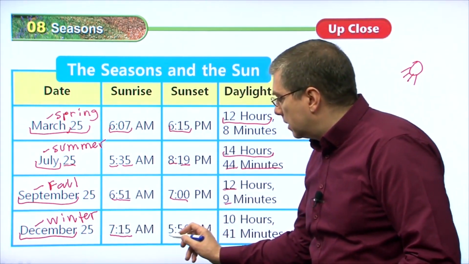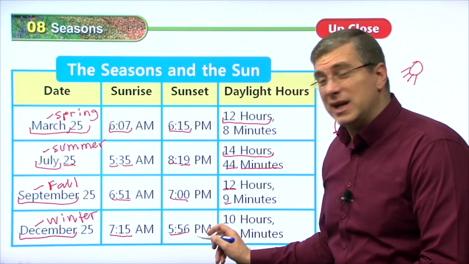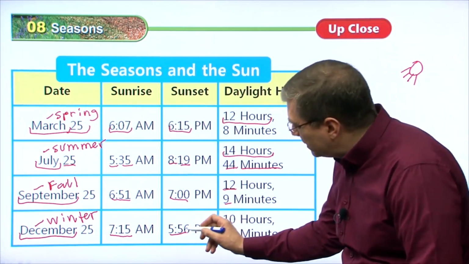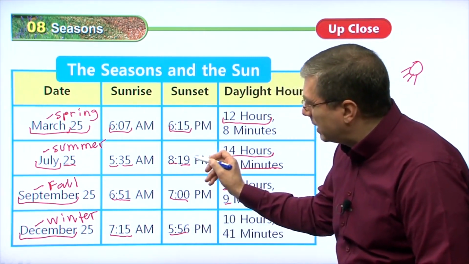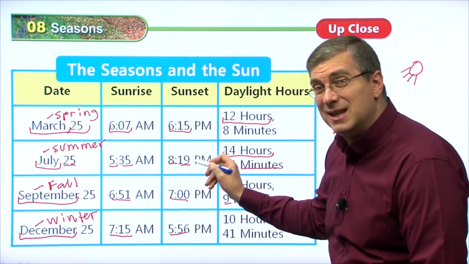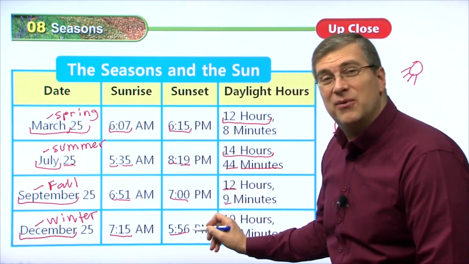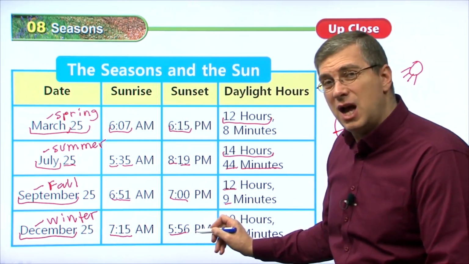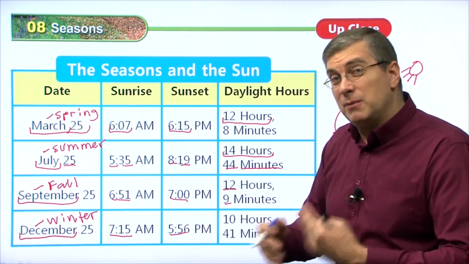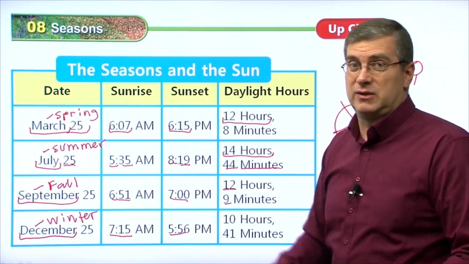Look at this. It goes down so early, 5:56. Look at the difference there. In the summer, right, the sun went down at 8:19. That's late at night. In the wintertime, 5:56, that's like 6 o'clock, right? Some people are still eating dinner and the sun's going down.